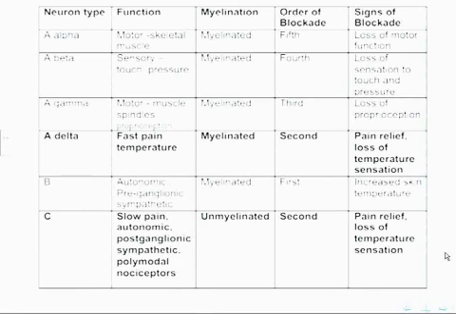Here's the actual, I put this in to help you study, just to give you an example of what gets blocked first, which is the autonomic, preganglionic sympathetics, followed by the C fibers and the A delta fibers, and then third is the A alpha and gamma, and the fourth one, the most difficult one, is the A beta, which is sensory touch and pressure. That's why it's a little bit difficult to knock those out.